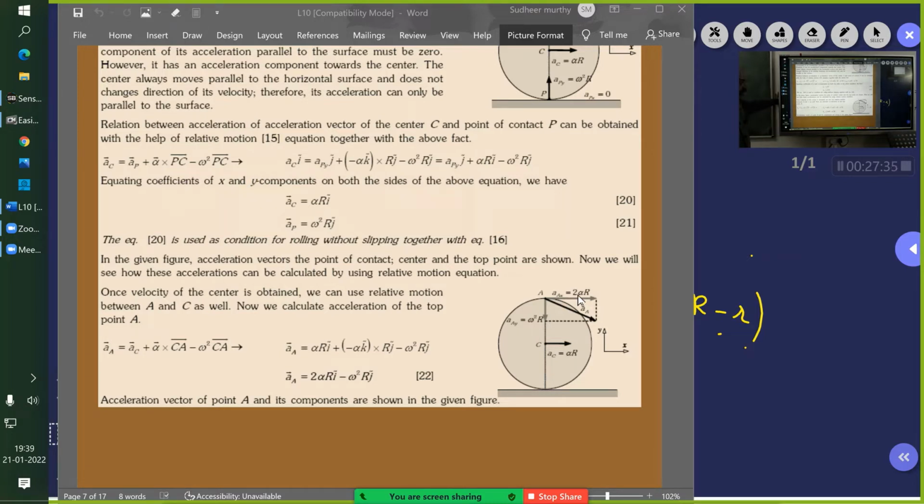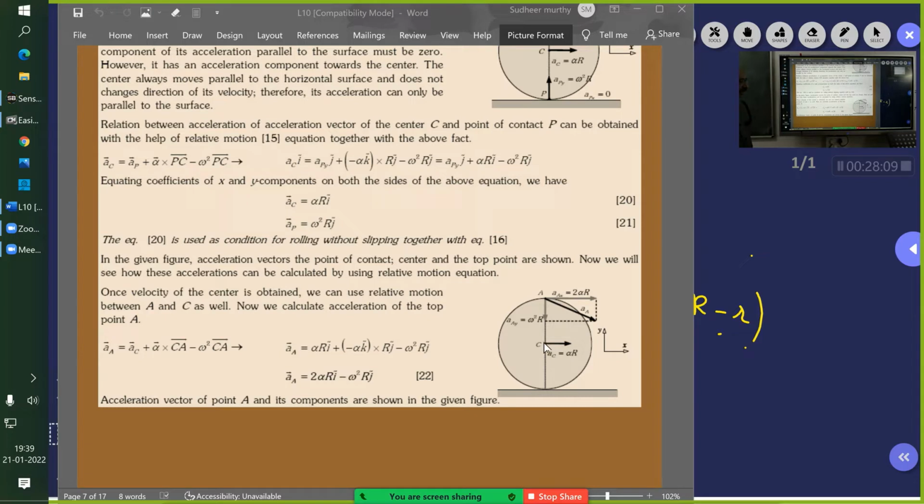Acceleration of CM plus acceleration due to rotation. Clear? Because with respect to center, it is going to be alpha into r. But then to this you should also add this alpha r. Therefore, it will become 2 alpha r. Right? So the two vectors are here, and the resultant vector is this.